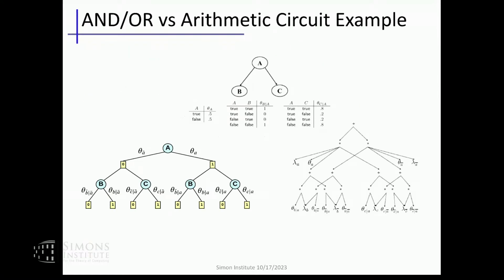Here is an example of a very simple Bayesian network at the top. And on the left, you see an AND/OR search tree that captures the same probability distribution that the Bayesian network is capturing. And on the right, you have the arithmetic circuit. You can see the structure is very similar. Syntactically, the main difference is that in arithmetic circuits the parameters are at the leaves, and in AND/OR search graphs, like in decision trees, they are on the arcs.